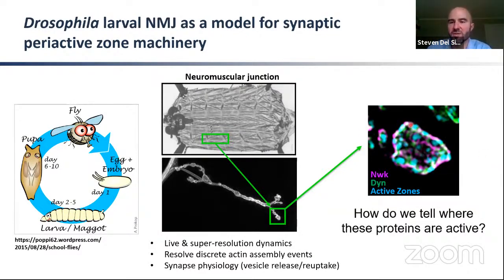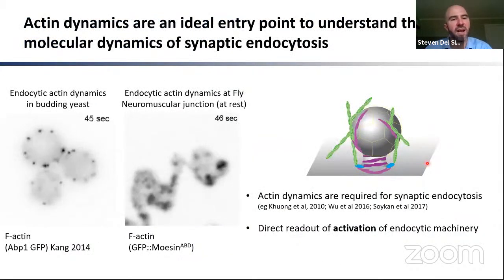And so again, the idea is that this very broad distribution, while it tells us that they're all at the membrane, it's really impossible just by looking to tell where these proteins are active. And so the strategy that we took to answer this question was to look at actin assembly. On the left here is a time lapse of actin assembly in budding yeast, and these spots here are all endocytic associated actin assembly.